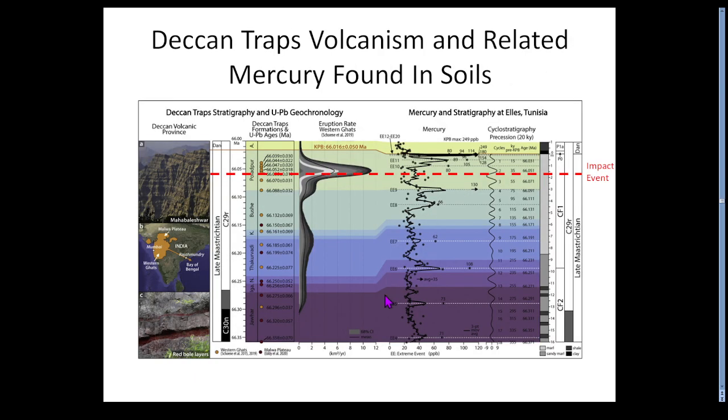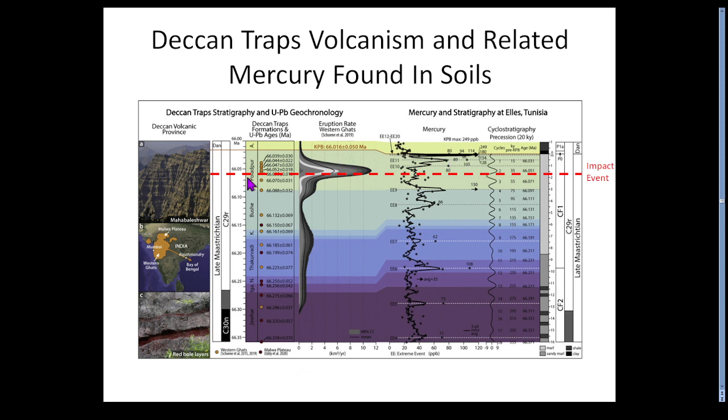This is the trap volcanism and related mercury found in soil. So when the traps erupted, they put a ton of dust in the air, and when these erupt, the volcanoes produce all sorts of little toxins and metals and everything. But one in particular is mercury. And sure enough, this is sort of the traps over the period from 66.3 to 66.03, I don't know, 66.016.